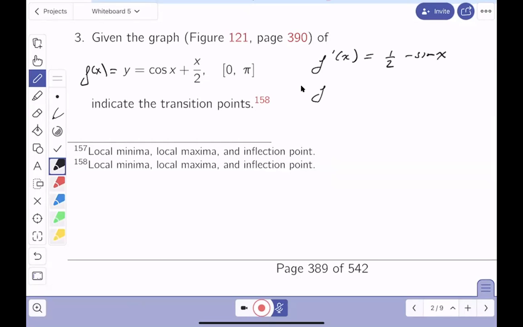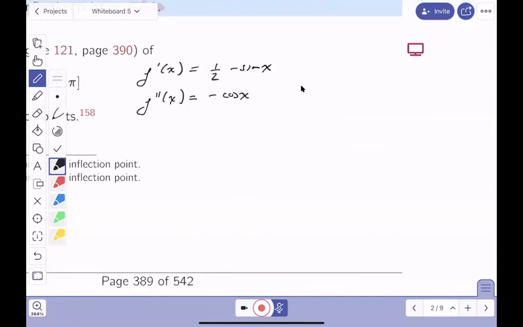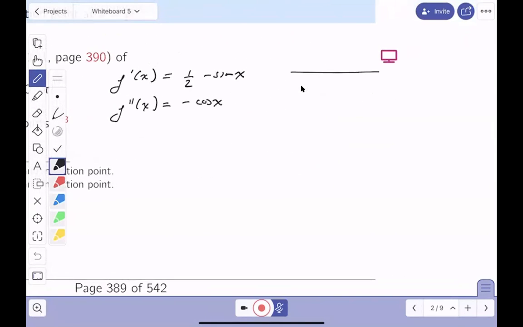And then I'm going to do f double prime. We'll look at the picture later. And that would be what? That would be minus cosine of x. And by the way, my analysis is only going to take place between 0 and pi. And this is for the first derivative. And the second derivative is only going to take place between 0 and pi again.